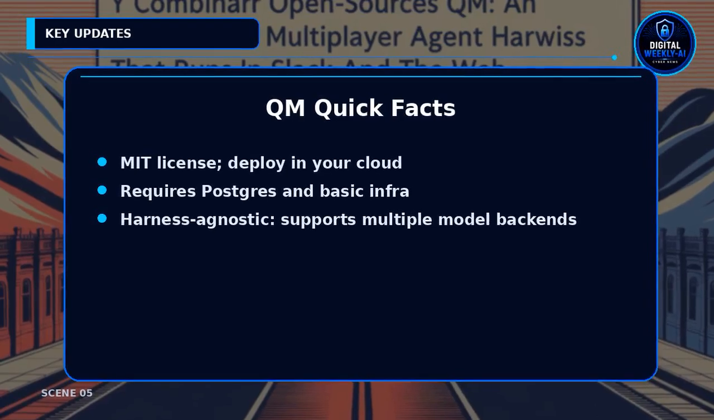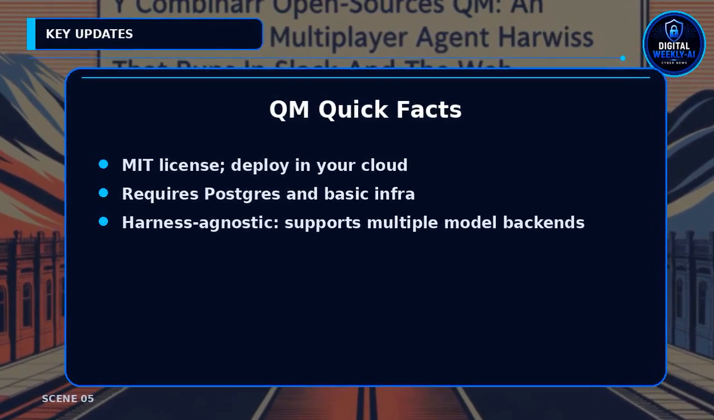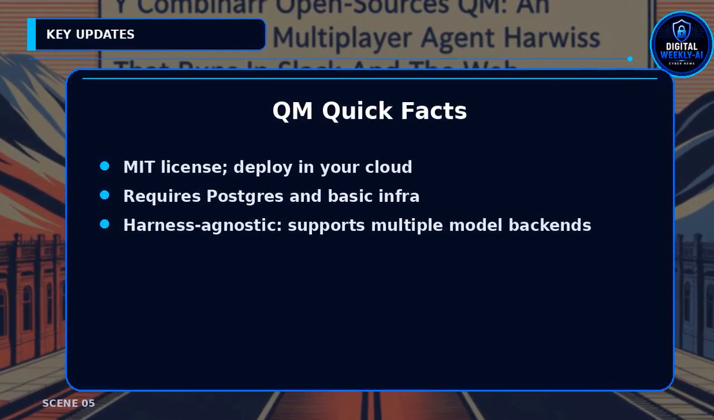Y Combinator's QM is an MIT-licensed multiplayer agent harness that YC uses internally. The project targets organization deployments and expects an operator cloud account and Postgres. The docs show QM init to bootstrap fly.io or AWS targets, and sign-in defaults to a one-time link broker, but you can use an external identity provider. QM is harness agnostic, so different model backends can drive the same core.